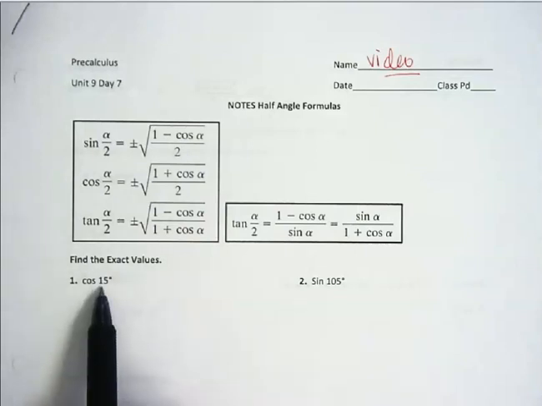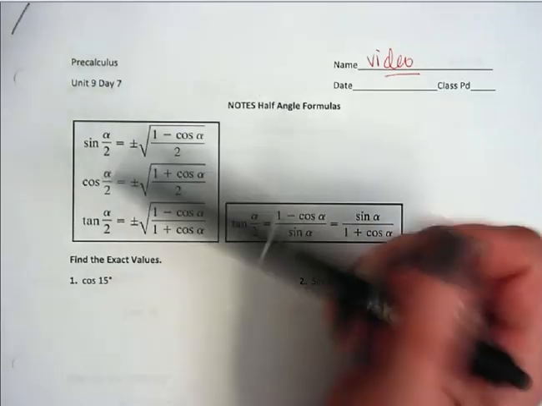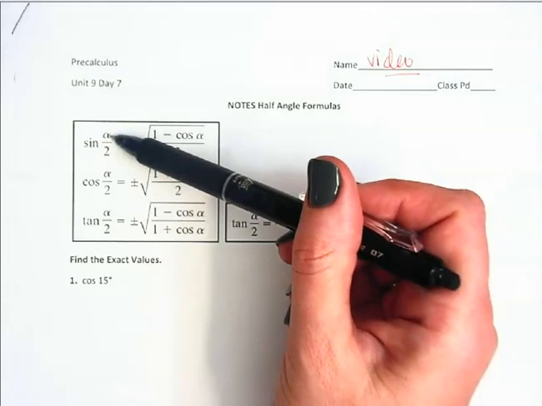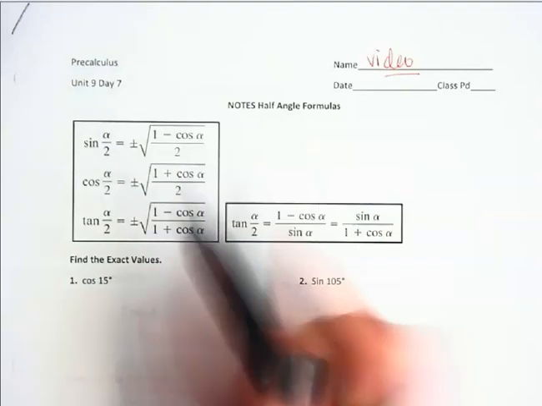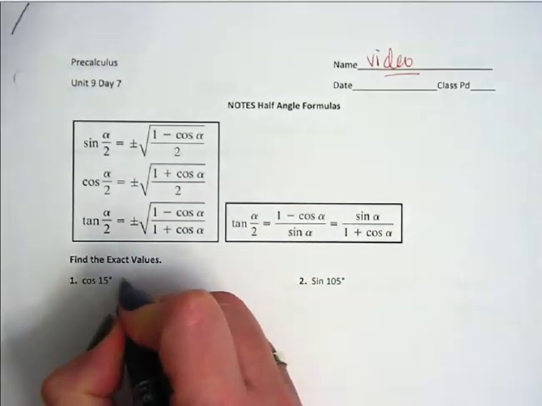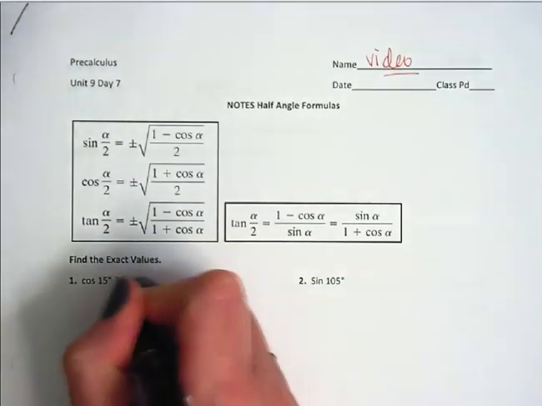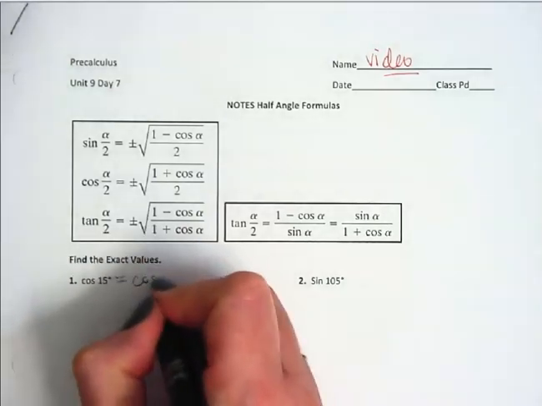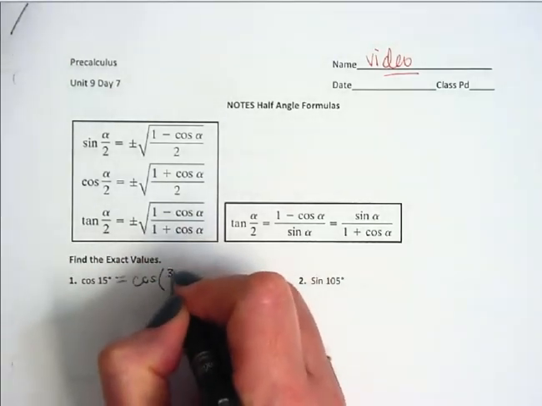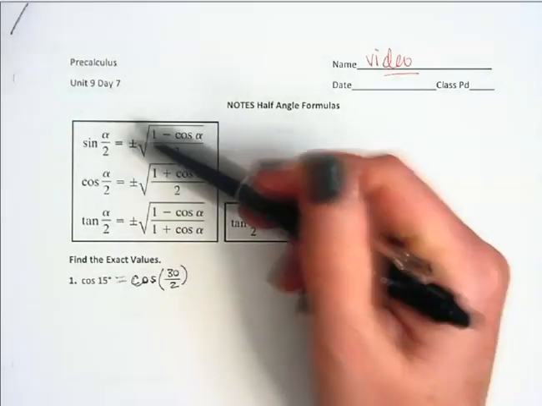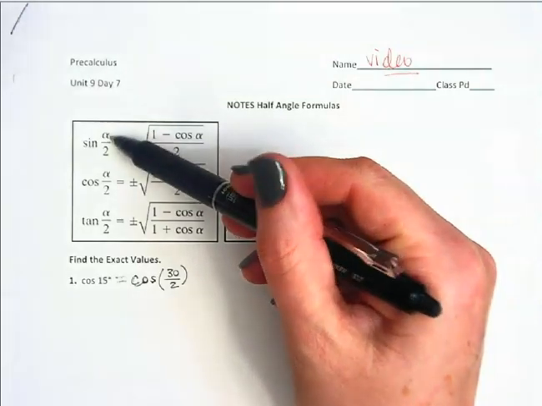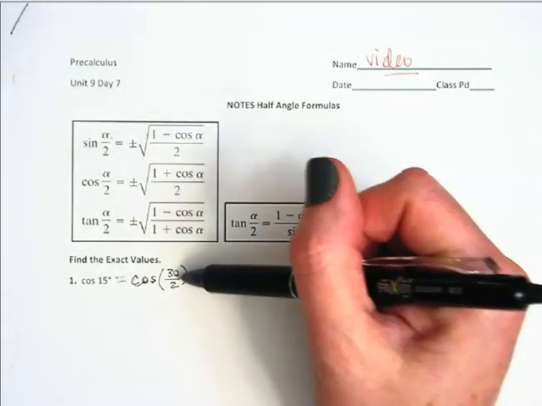So what I mean by that is this first problem is asking me to find cosine of 15 degrees. Now 15 is not on our unit circle, but there is an angle that divides by 2 to get 15, and that angle is on our unit circle, and that is 30. So think about cosine of 15 is the same as cosine of 30 over 2. Now 30 is in the position of this alpha, right? So alpha over 2, alpha happens to be 30.